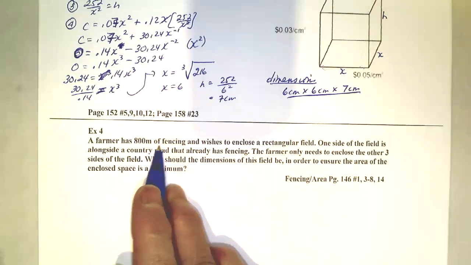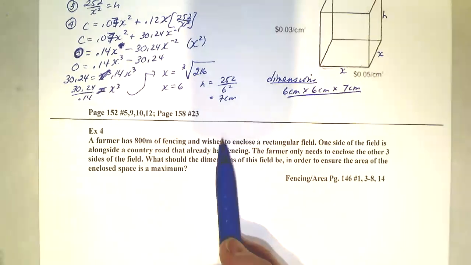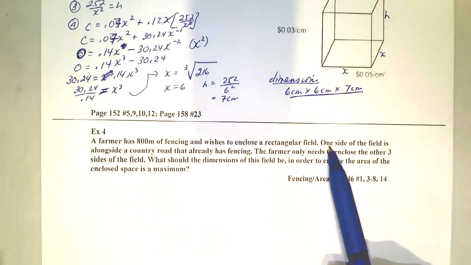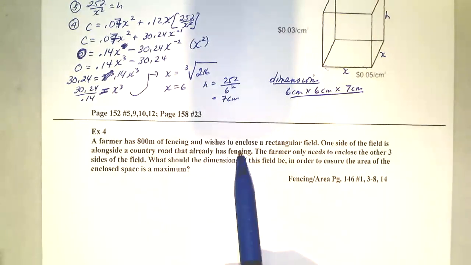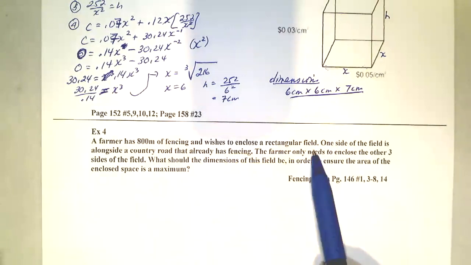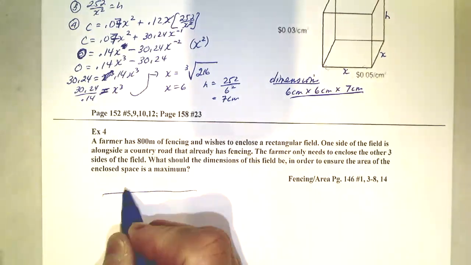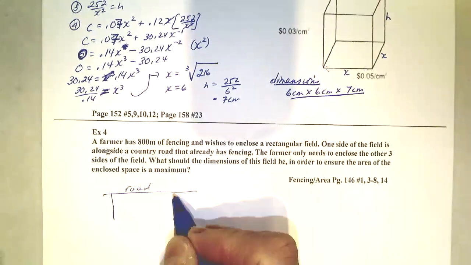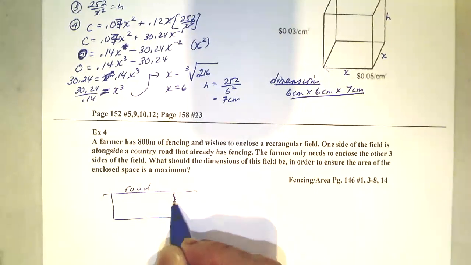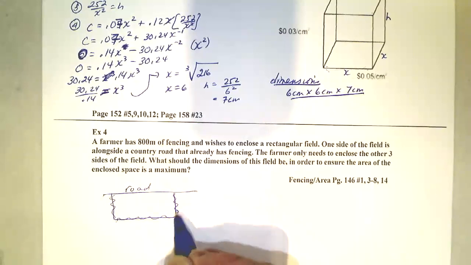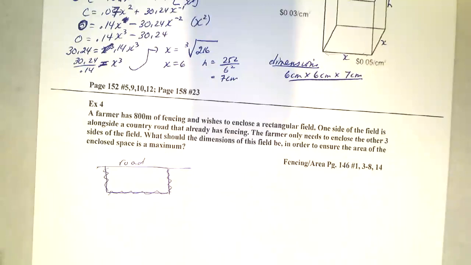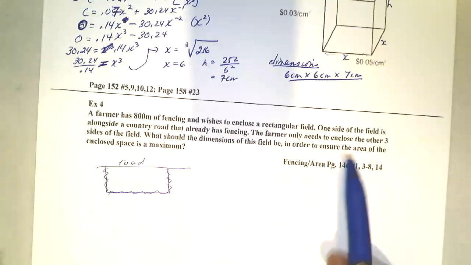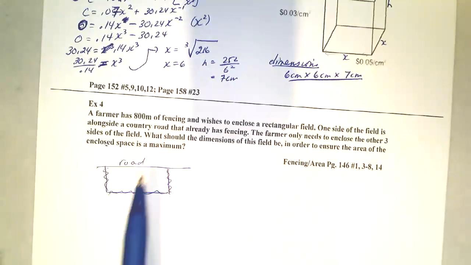It says a farmer has 800 meters of fencing, where have I heard that before, and wishes to enclose a rectangular field. But one side of the field is alongside a road, and there's already fencing there. So it means he only needs the 800 meters to enclose the other 3. For example, if this is the road, he only needs to put fence here, here, and here. And that's his 800 meters of fencing. So it says, what should the dimensions of this field be? In other words, find the length and the width to make sure the area is a maximum.